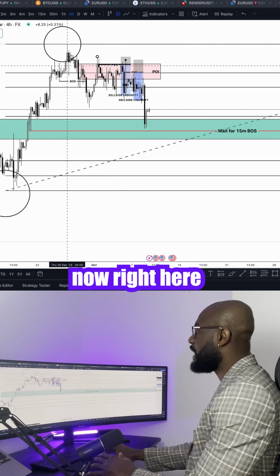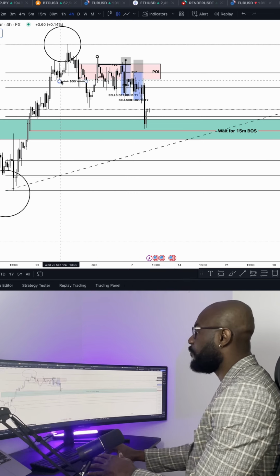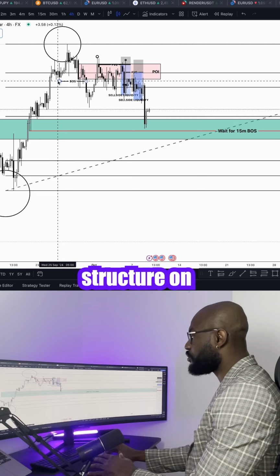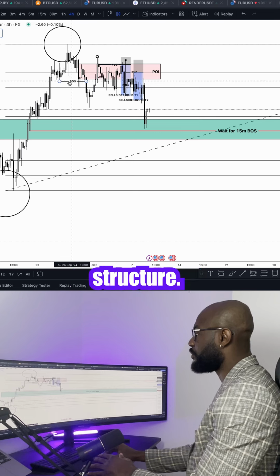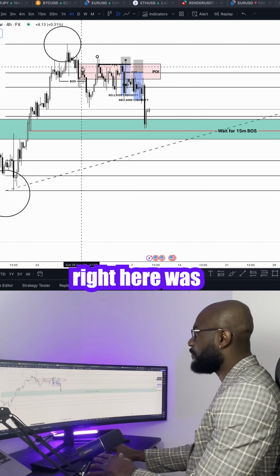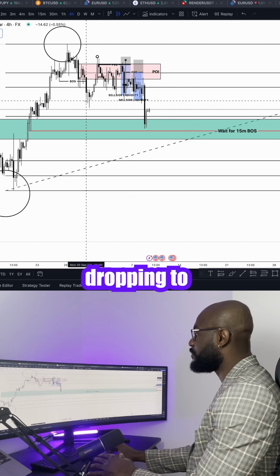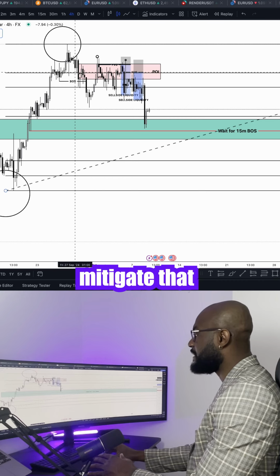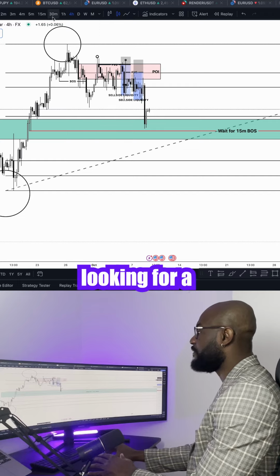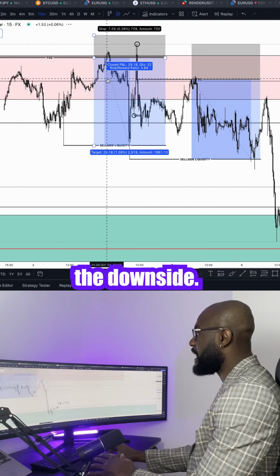And now right here at the extreme premium zone, what I'm looking for is a break of structure on the 4-hour time frame. And right here you can see on the 4-hour time frame we broke structure. After we broke structure, right here was the last up close candle before dropping to break that structure. So I'm anticipating to see price mitigate that key level, and then I'll be looking for a 15-minute shift of market structure to the downside.